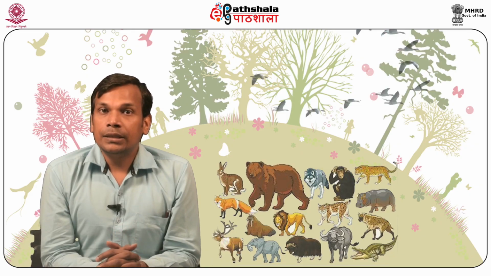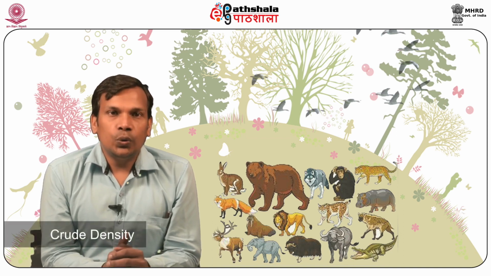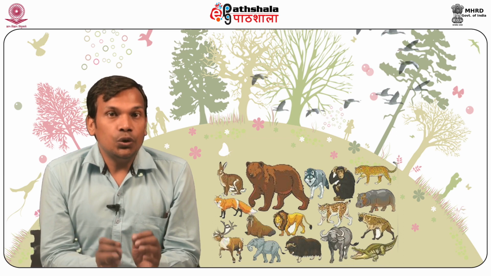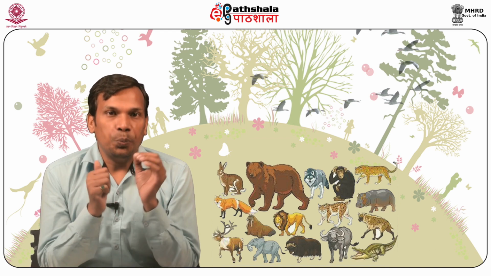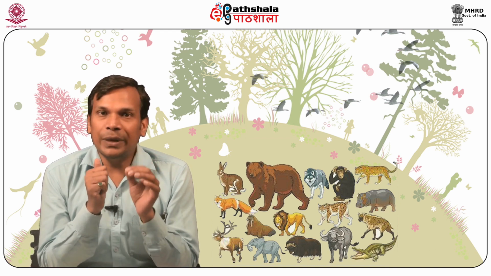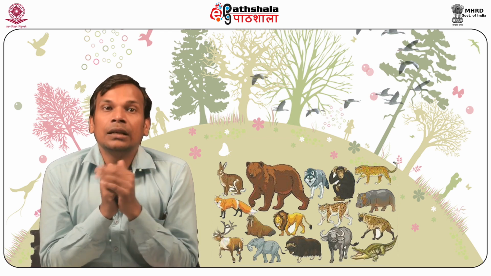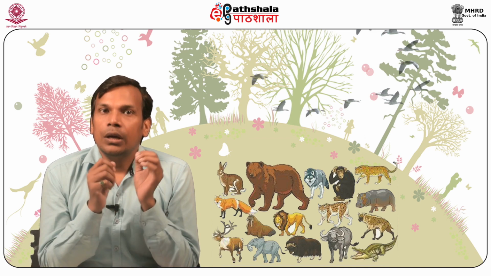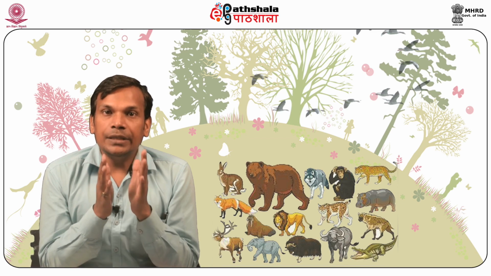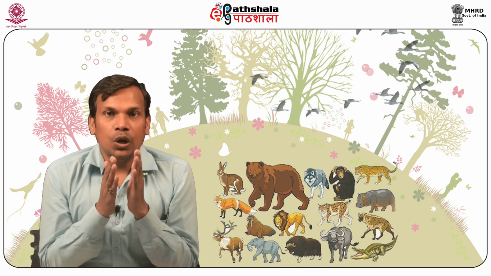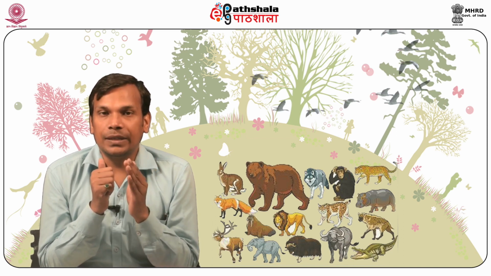Population density is categorized into two types. First is crude density. It is the total number of individuals or biomass per unit of total space. For example, total rhinoceros in Kaziranga National Park. Another type is ecological density. It is the number of individuals or biomass per unit of the habitat space.